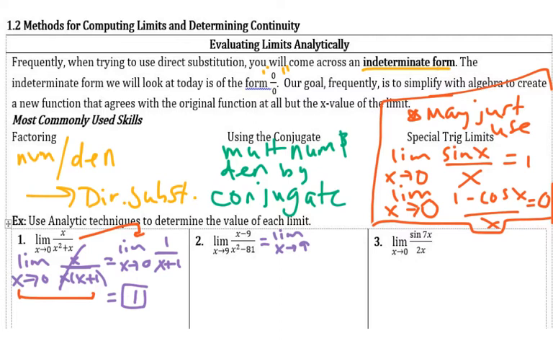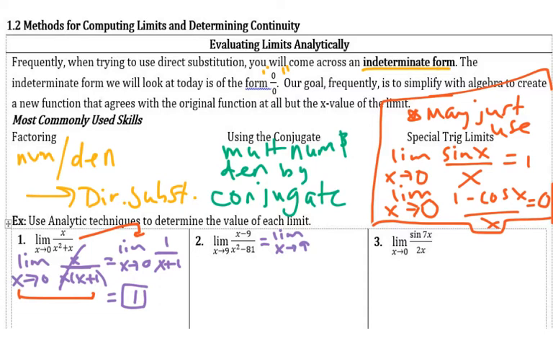So looking at number 2, the first thing we would try is direct substitution. If I use direct substitution, I'm going to get indeterminate form. I'm going to get 0 over 0. So I want to try and manipulate x minus 9 over x squared minus 81 so that it simplifies to something where I am then actually allowed to use direct substitution.